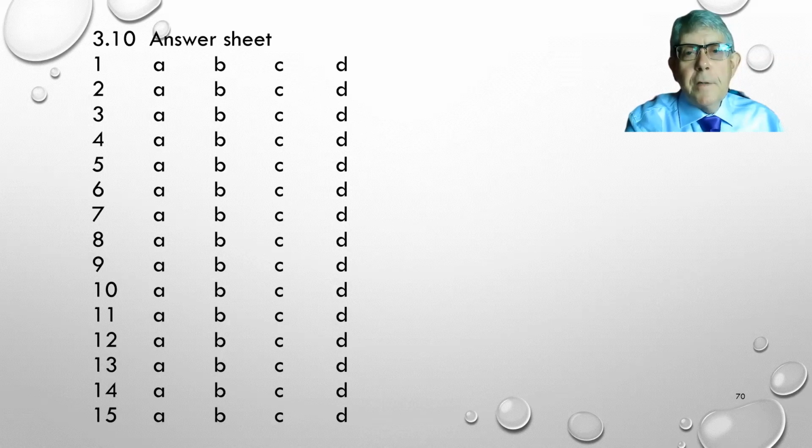Well, that brings us to the end of 3.10. So we now just have a multiple choice of 15 questions. If you have this sheet in front of you, then that's good. But if not, just jot down 1 to 15 and write the appropriate answer next to it as we go through it.